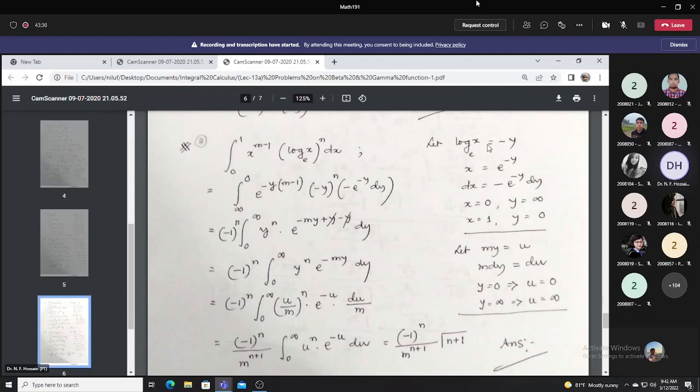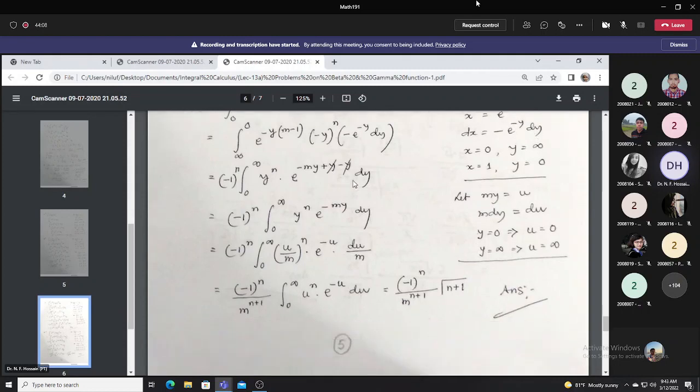Adjust the limits. When x equal to 0, log 0 is minus infinity. So minus minus cancel, y should be infinity. And when x equal to 1, y is 0. So the limit is now changing. It is infinity to 0. And the value of x is e to the power minus y. So it should be e to the power minus y whole to the power m minus 1, that means e to the power minus y into m minus 1. In place of log x, we write minus y and the power is n. And in place of dx, we write minus e to the power minus y dy.